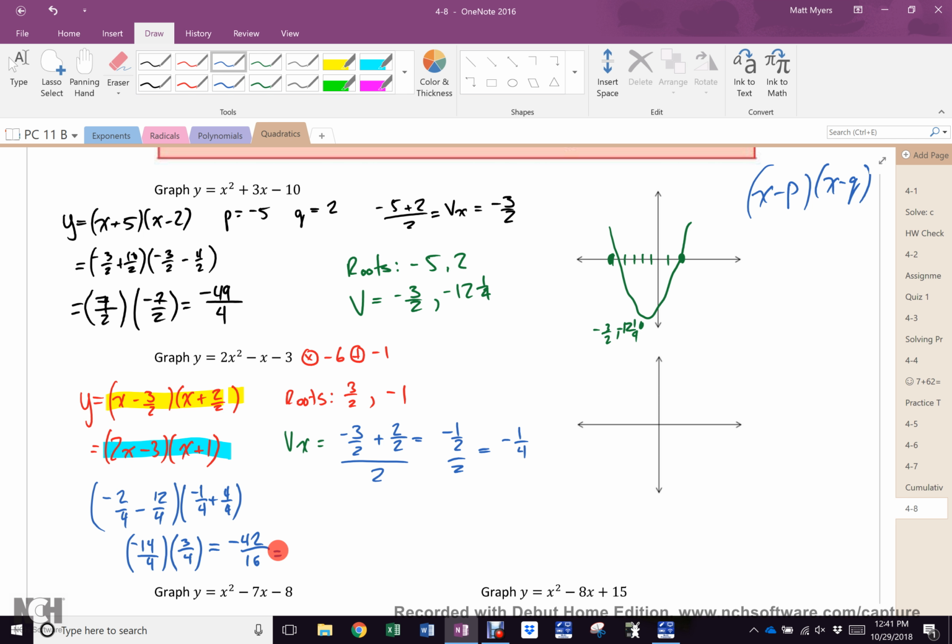2 out to 10 over 16. Negative 2 and 5/8, isn't it? Or 5/8, right?